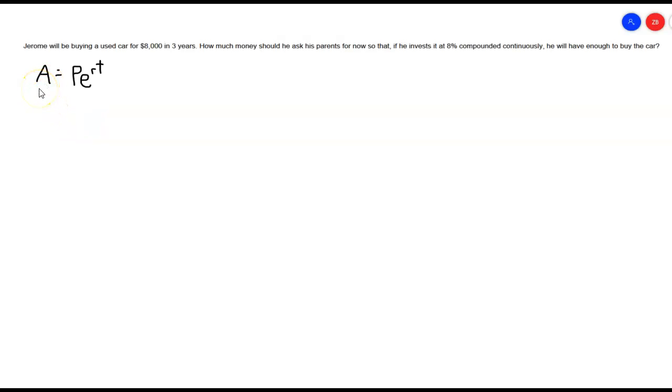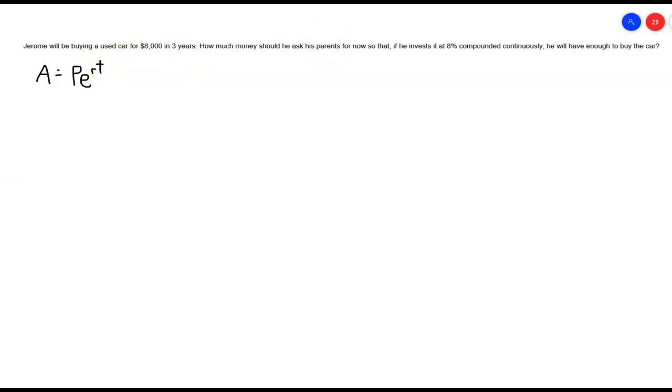Well, the A stands for the future value. So this is going to be the total value, including both my principal and my interest. The P is going to be my principal. That's the amount not including interest. And then e stands for like 2.7 something. It's our financial irrational number that we use. r, lowercase r, is the rate in decimal form, and t is time, generally in years.